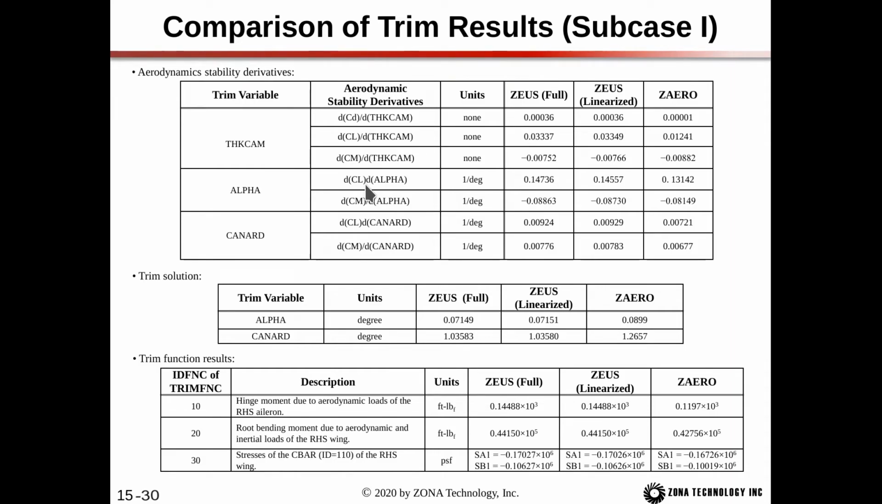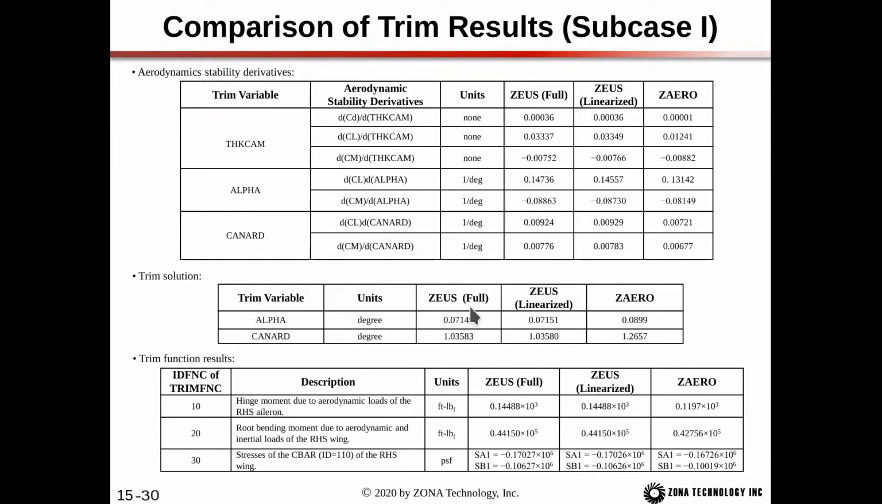Next, we've got CL alpha. CL alpha compares pretty well between Z-Aero and ZEUS. CM alpha, we also have a pretty good comparison between Z-Aero and ZEUS. CL canard and CM canard are shown here. Now the trim solution is going to depend on these aerodynamic stability derivatives. So because of the differences in our values here, we expect the trim solution to be a little different between ZEUS and Z-Aero, which indeed you can see: Z-Aero calculates a larger canard deflection and a little bit larger angle of attack.